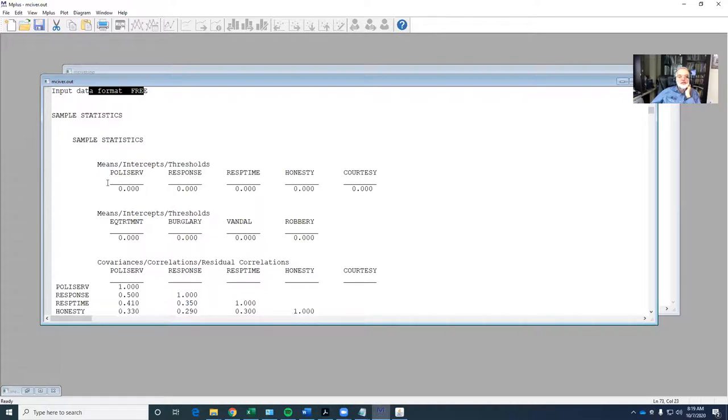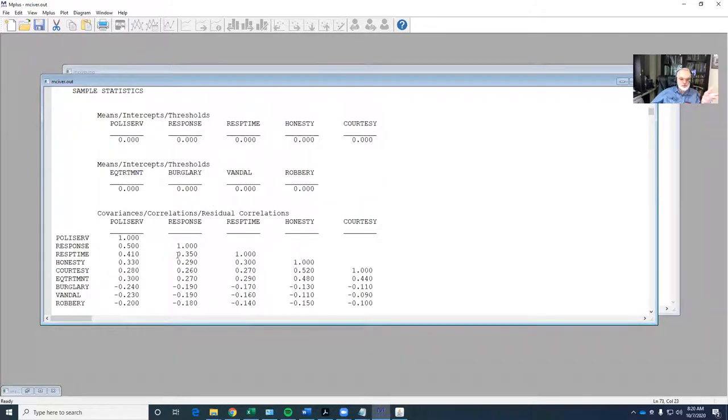And then Mplus echoes back for you the summary statistics. This is good practice because if you're reading in an Excel file or a text file, maybe the data don't match. Maybe some error was made in reading things in. These are the summary statistics that I input as I showed you, so it's echoing back for me the numbers that I have.